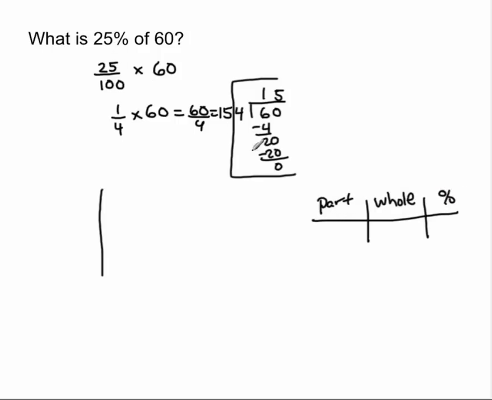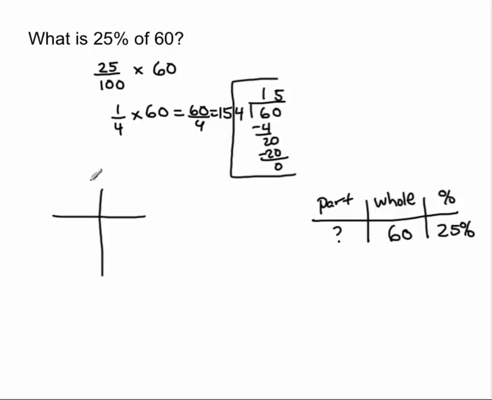So 25% is going to be our rate for every 100. And then of 60. 60 in this case is the whole. I'm finding 25% of the whole. So 60 is our whole. I'm trying to find the part.